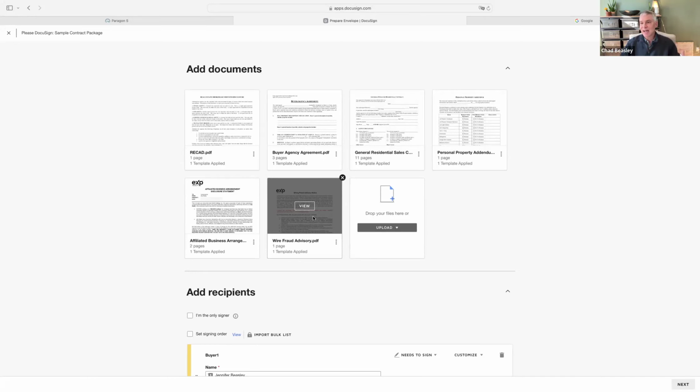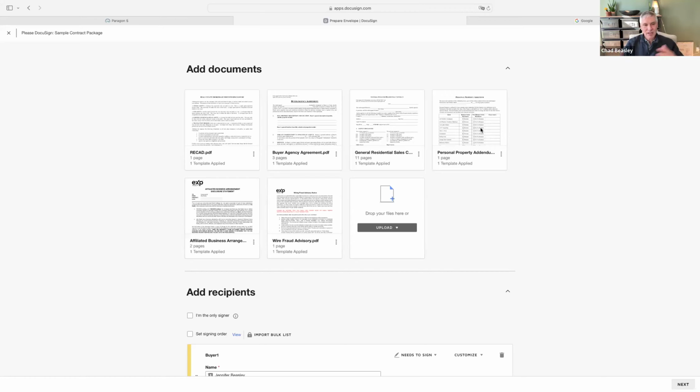that are outside of what the Real Estate Commission requires. And those forms are the affiliated business arrangement disclosure and the wire fraud advisory. And we'll go over those when we get to them in a minute. But everything else is the RECAD, buyer agency, the contract form, personal property addendum.